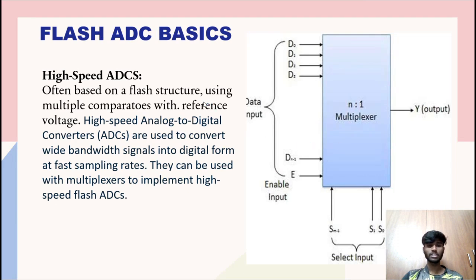Next, we are discussing flash ADC basics. In that, first, high-speed ADCs are often based on the flash structure, using multiple comparators with reference voltages. High-speed analog to digital converters are used to convert wide bandwidth signals into digital form. At fast sampling rates, they can be used with multiplexers to implement high-speed flash ADCs.